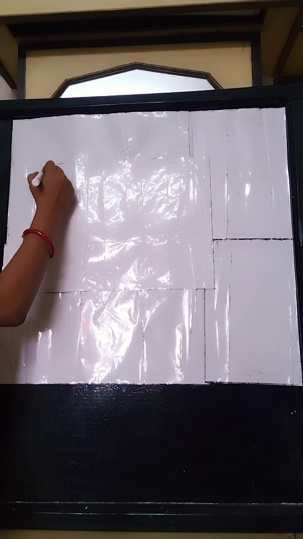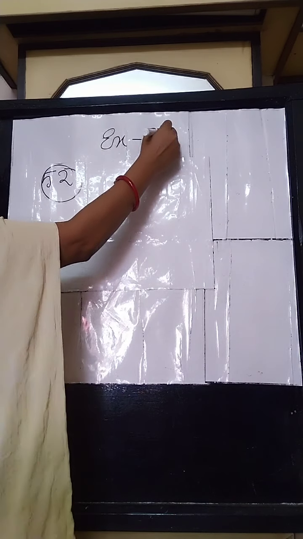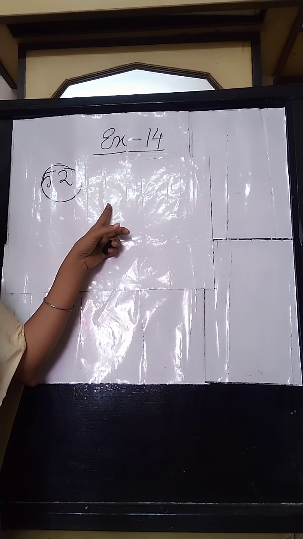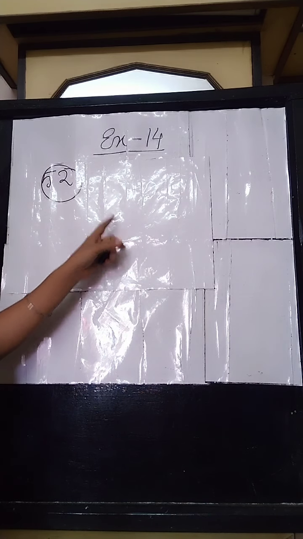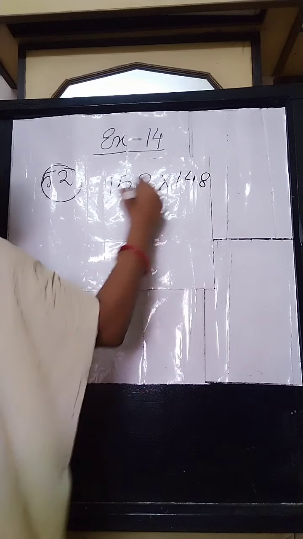There is a sum, sum number 52 from the book, exercise 14, sum number 52. Today we will start with this sum. In sum number 52, it is given: express as the difference of two squares, 152 into 148. This numerical value is given to you, and you are asked to express this as the difference of two squares.